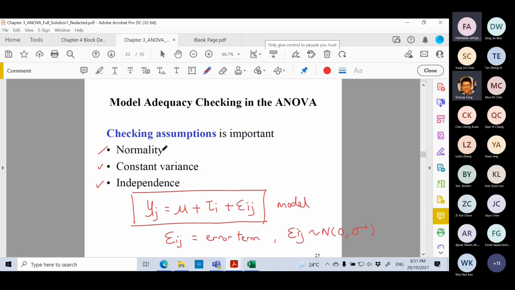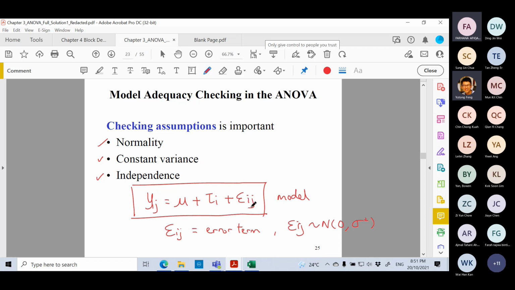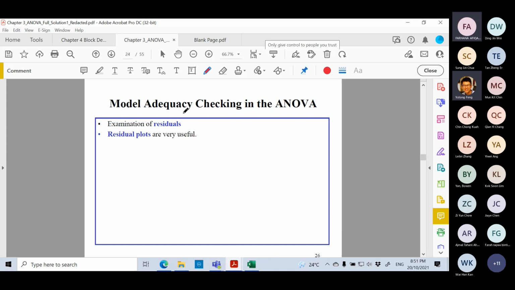So how are we going to check? We cannot use the epsilon here because it is the error term, the true error. Therefore, we need to check using the residual. What is meant by residual? The residual is obtained from an observation. I use a notation here.